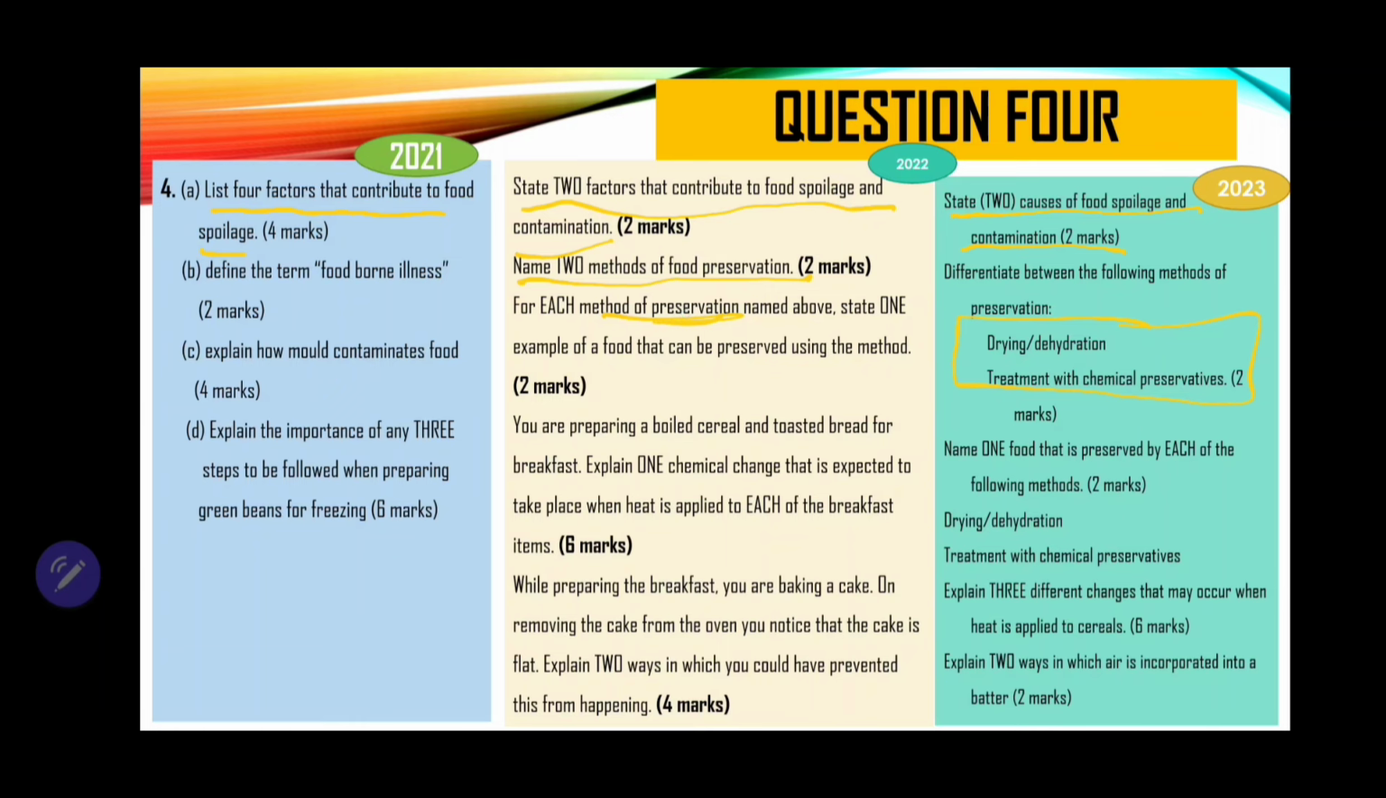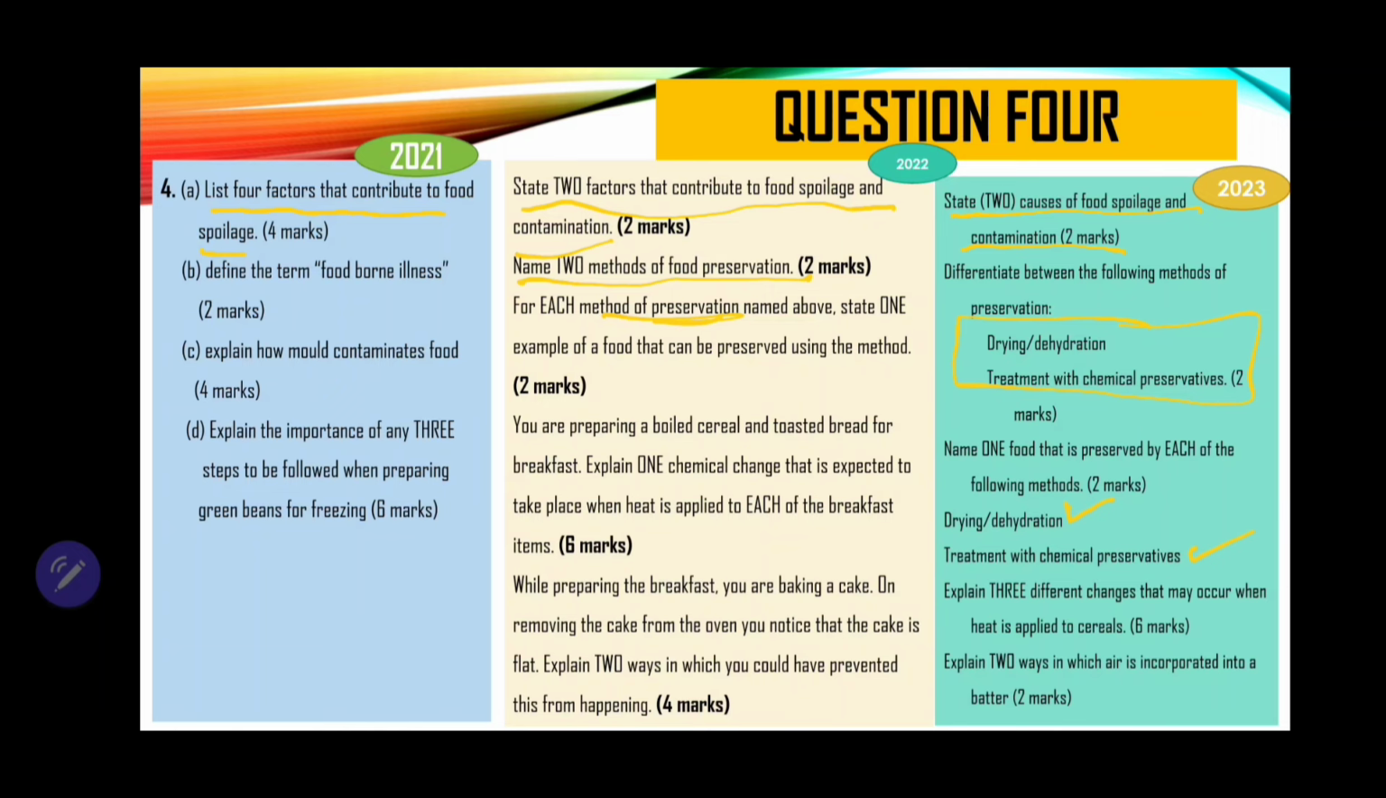Good. All right, next part in 2023 states, name one food that is preserved by each of the methods. And of course, they are asking about dehydration and also treatment with chemical preservatives. The next video that will come up will give you the ideal answers to these questions. Good. Next part, explain 3 different changes that may occur when heat is applied to cereal, and this is worth 2 marks. So for each of your 3 explanations, make sure you have an adequate amount of information to get your 2 marks each for that question.